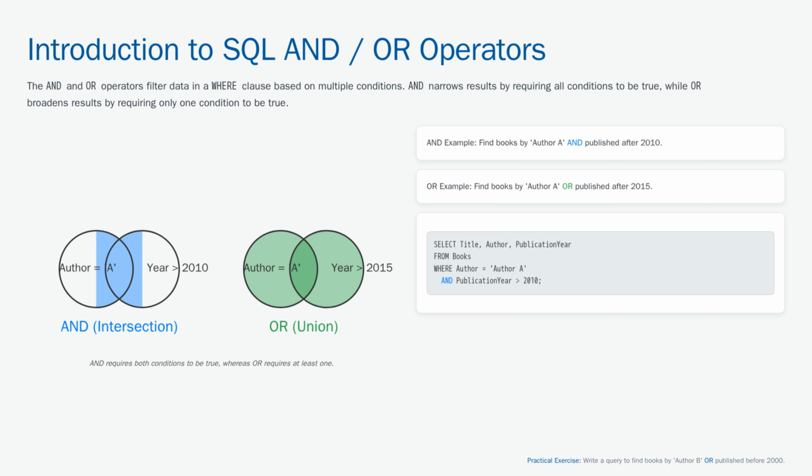Let's expand on our last query. We want books by author A that were published after 2010. We use AND. The query becomes SELECT title, author FROM books WHERE author equals author A AND publication year greater than 2010. Now, what if we want books by author A or books published after 2015? We just swap in the OR operator. Notice the results are very different.